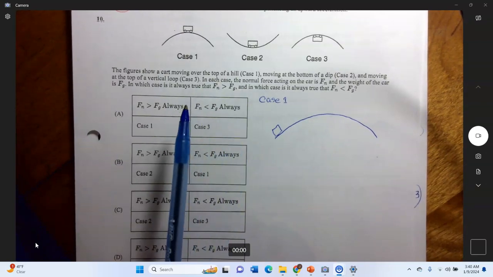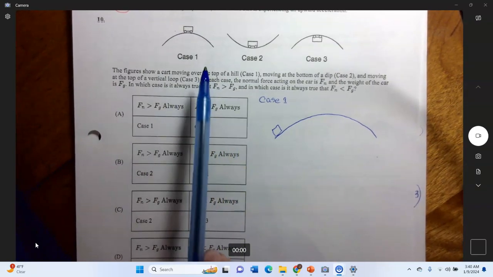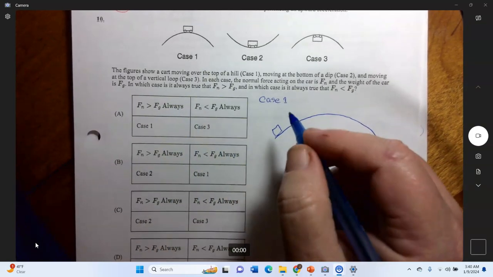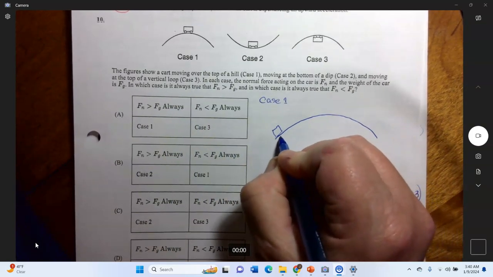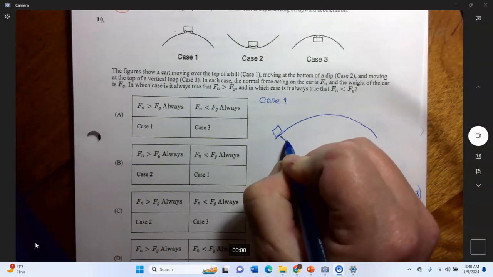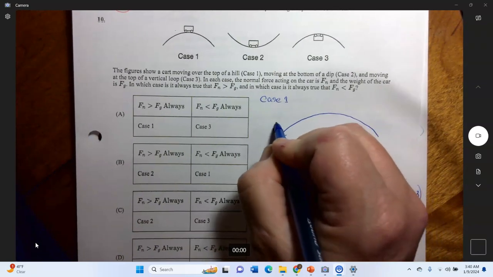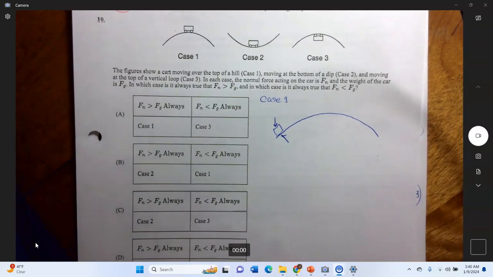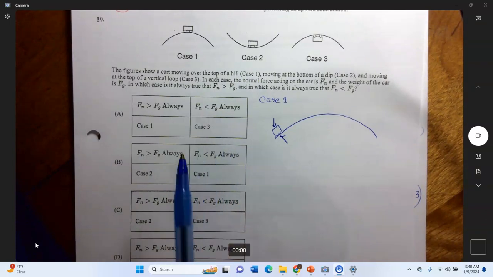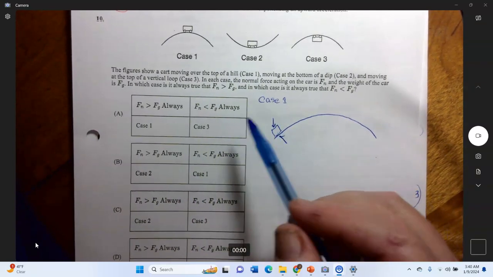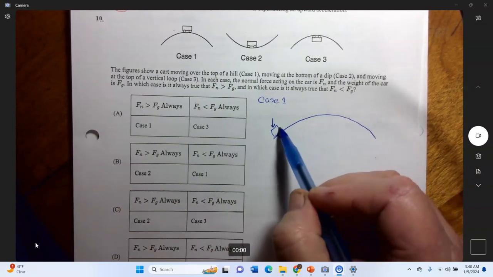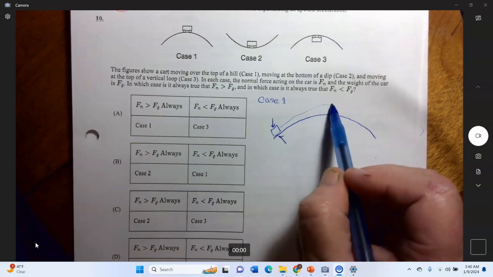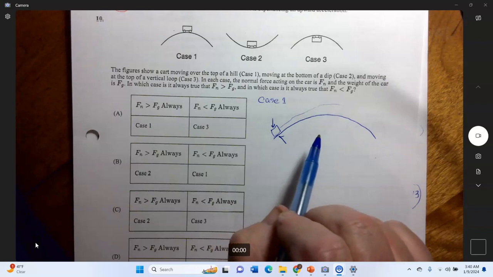So let's look at A. Case 1. Okay, so it's saying that Fn is always greater than Fg. So Fn is the force pushing normal to it. Okay, and Fg is the gravity pushing it straight down towards the earth. Okay, well, if we do a little thought experiment, we imagine this cart in case 1 is coming really fast. It could actually be going so fast it flies off the track. It's actually in the air.